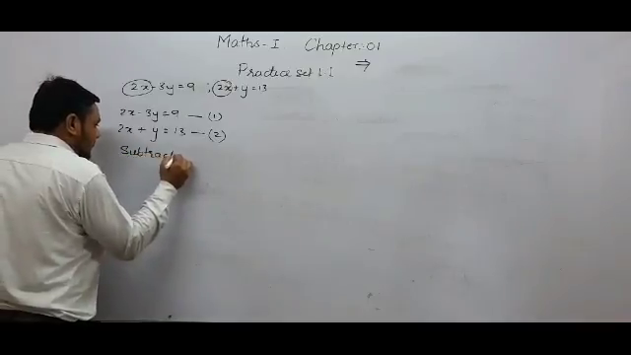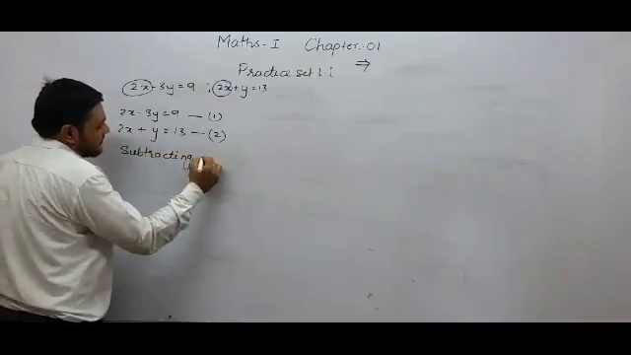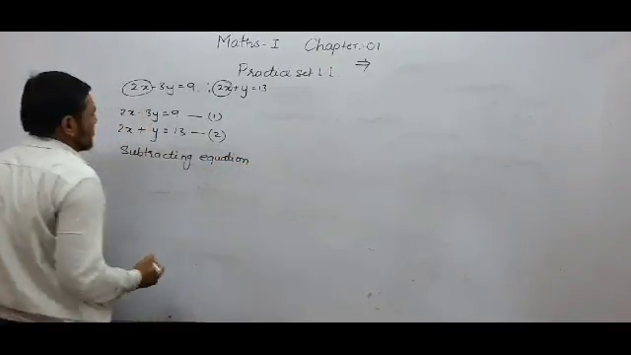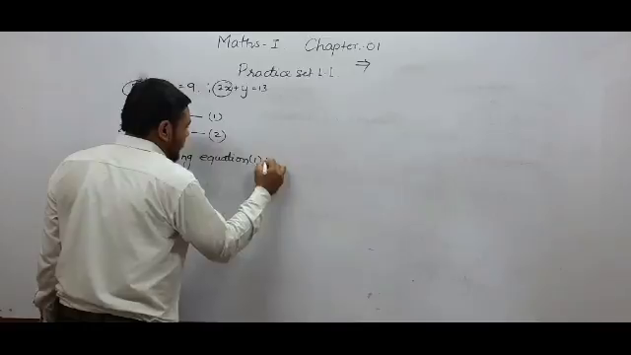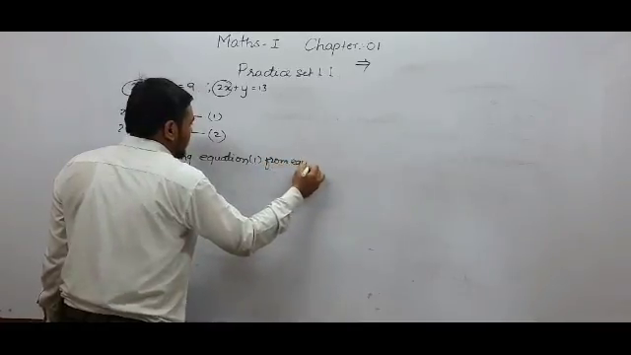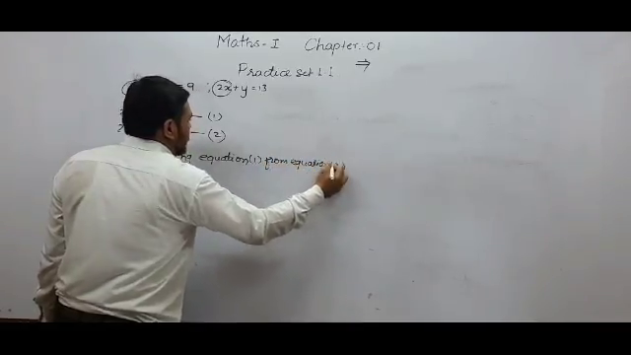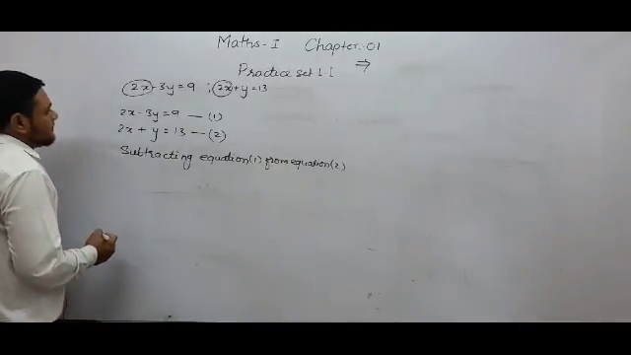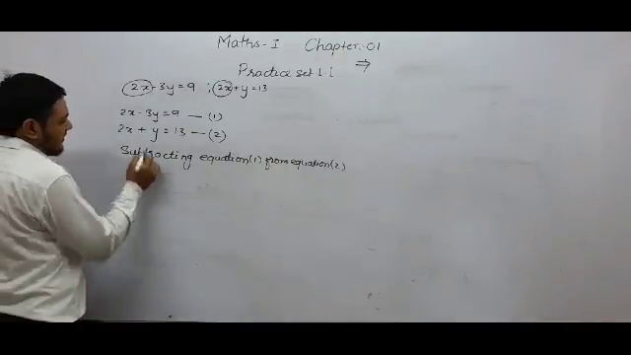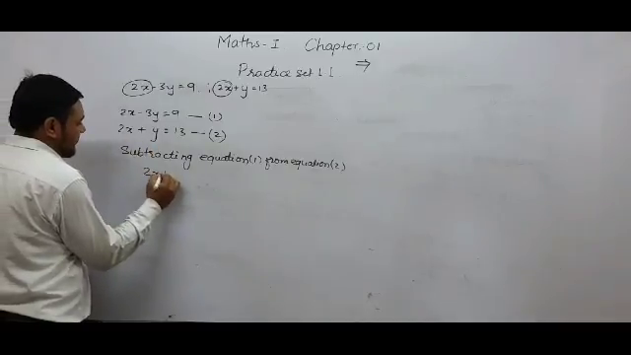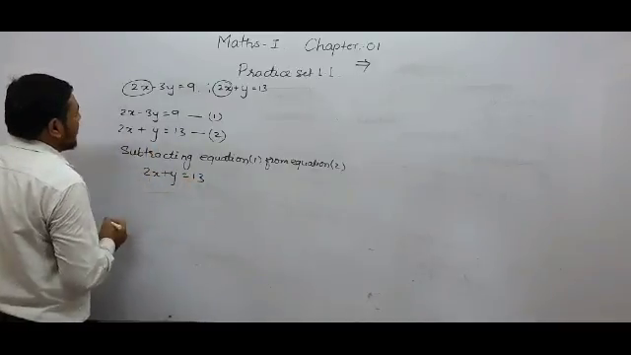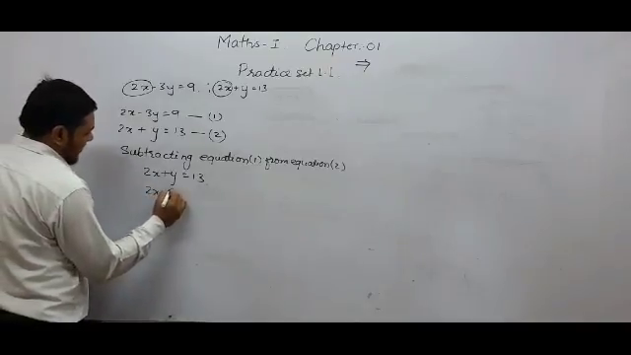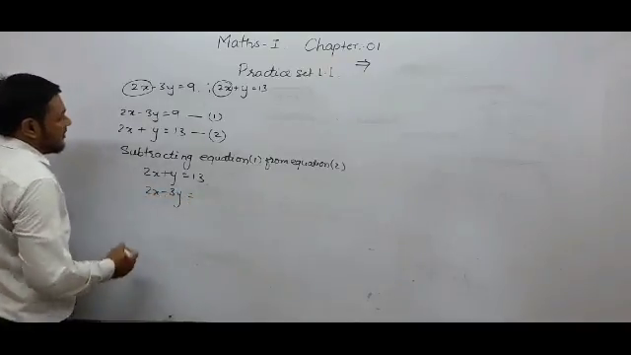Subtracting equation 1 from equation 2. Subtracting equation 1 from equation 2, we'll get, see, what is equation 2 now? 2x plus y equal to 13 and 2x minus 3y equal to 9.